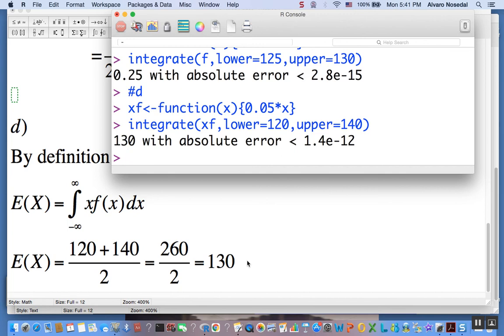Okay? So let's summarize. What we have done here today is we introduced a famous continuous random variable, the continuous uniform distribution. We derived a formula for the expected value, and then we worked on an example where we applied this distribution.